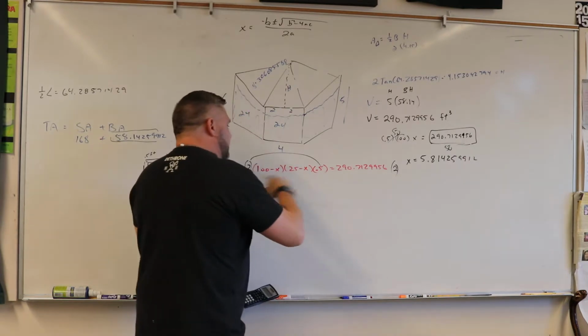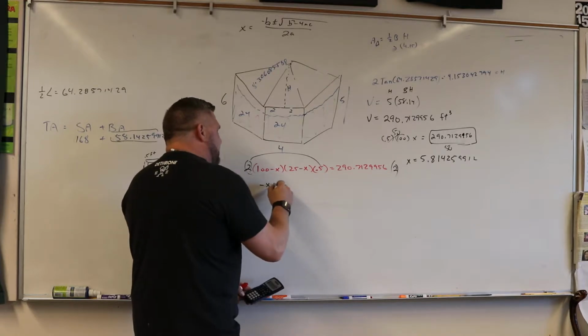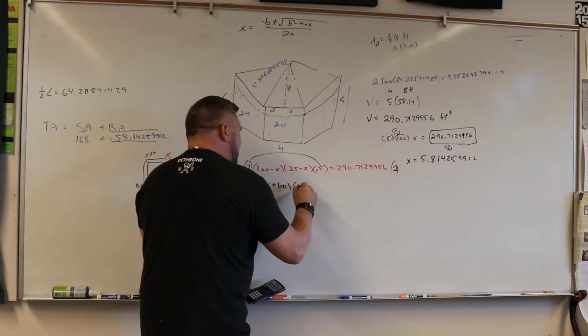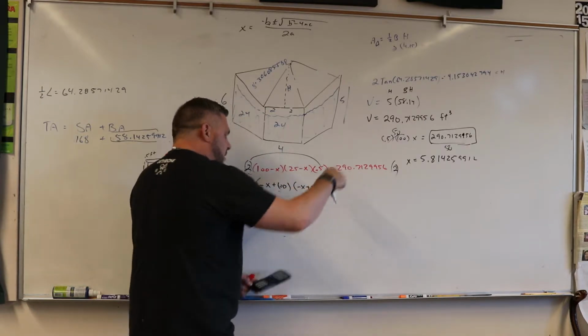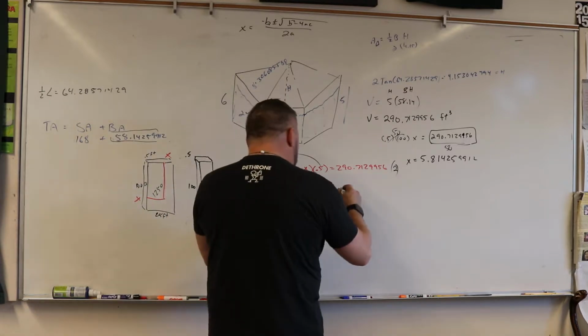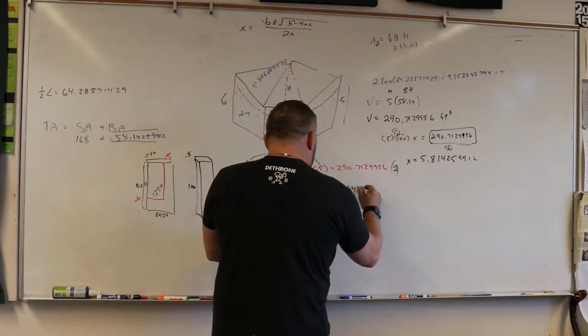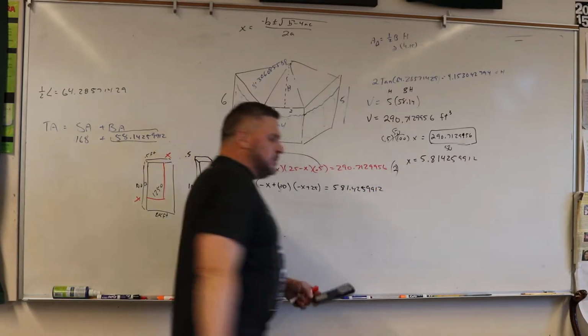Now, when I do this, I'm going to switch it up on you. I'm going to go minus x plus 100, because I want my x to be first. I'm going to go minus x plus 25. Right? And then 2 times that 290 is actually 581.4259912. Okay?